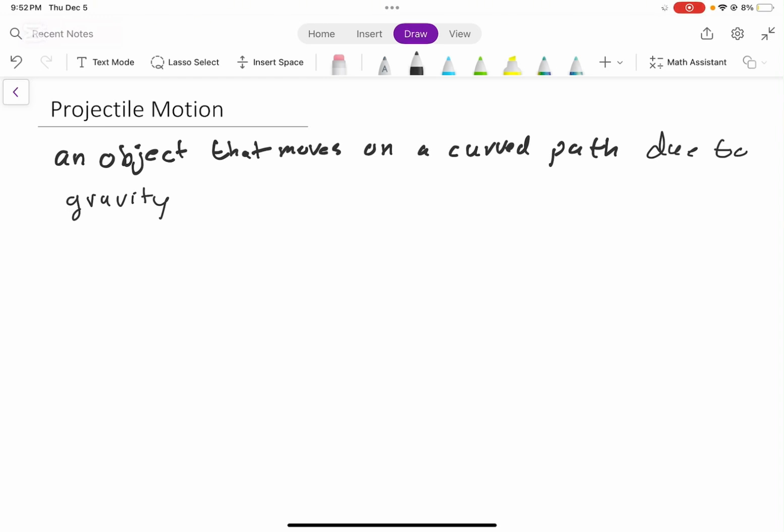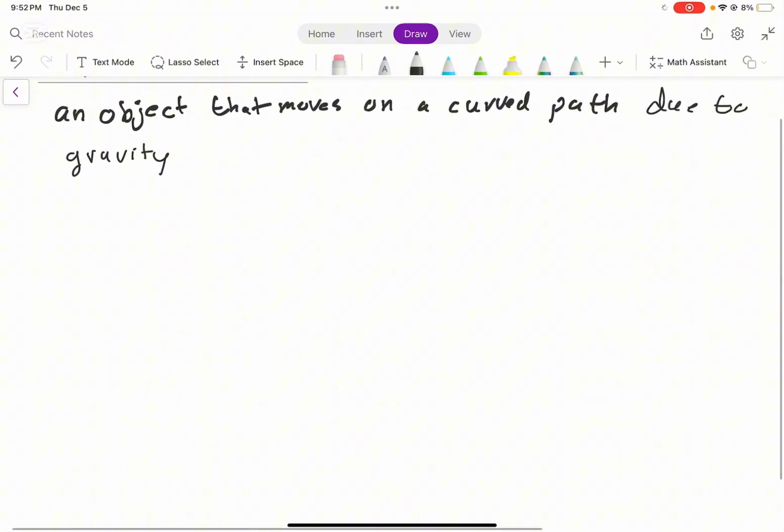Now this could be falling, or maybe it's thrown. Maybe like you have a soccer ball, you kick it, that's a projectile. Anything like that can be projectile motion.